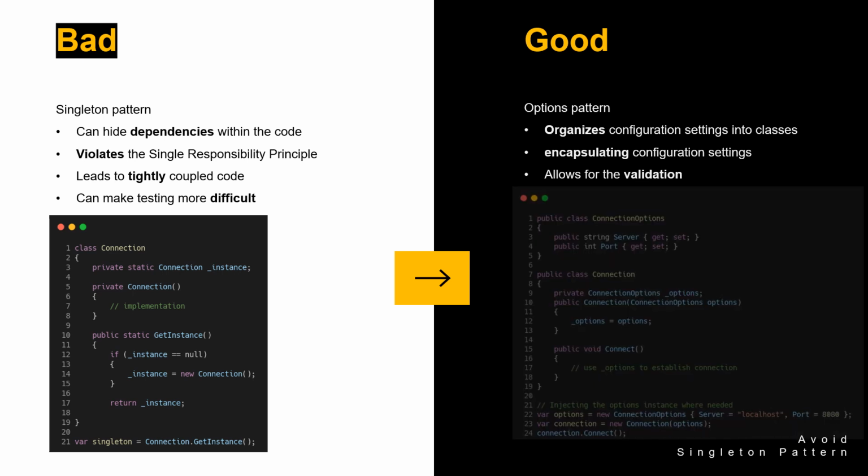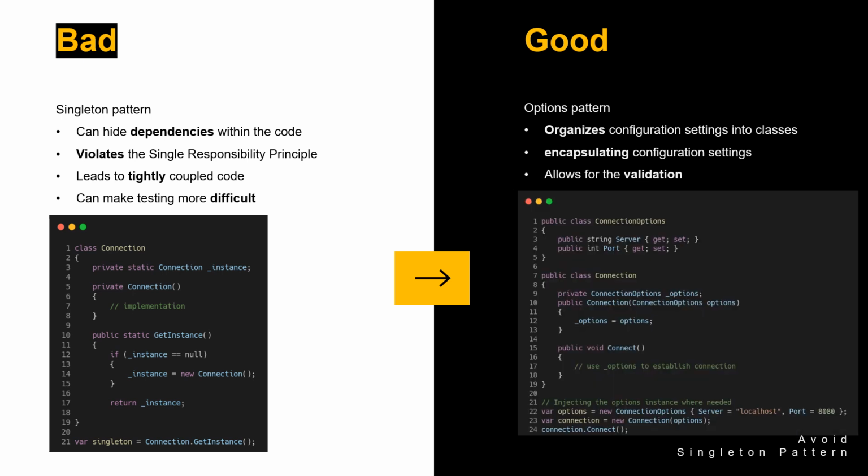The code on the slide is an example of using the options pattern to manage configuration settings for a connection. The connection options class defines the options for the connection, including the server and port. These options are then passed to the constructor of the connection class when creating a new instance. Overall, the options pattern is considered a better approach than the singleton pattern for managing configuration settings in C#, as it promotes clean and maintainable code that is easier to understand and modify.